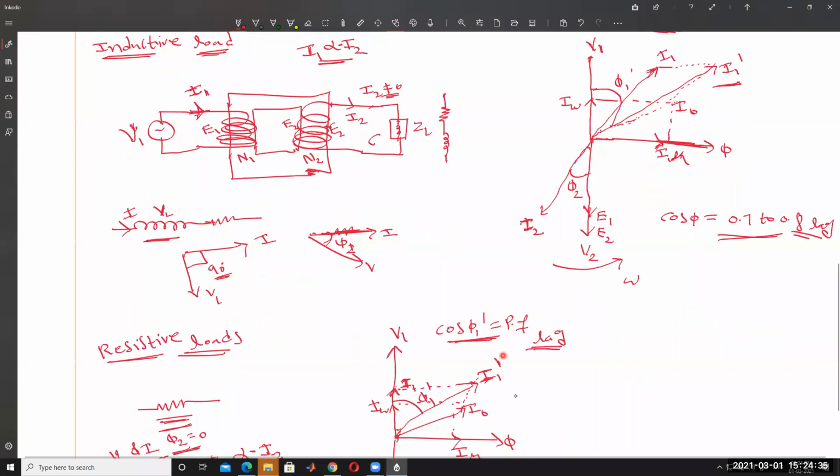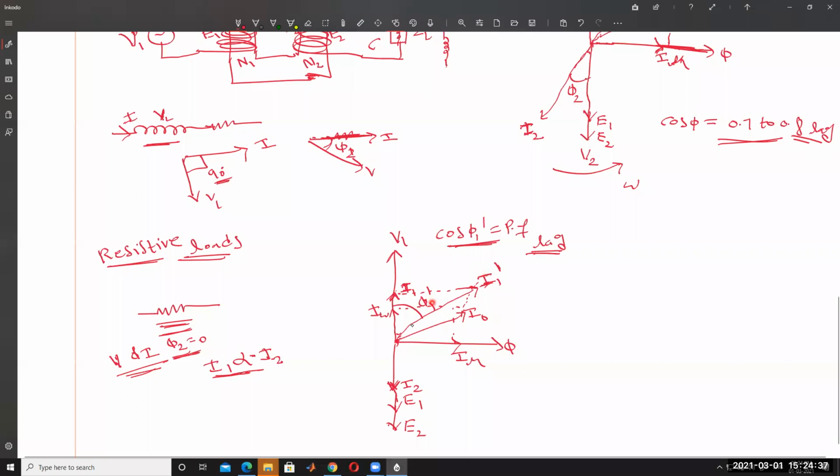For a resistive load, the power factor is somewhat better, since the angle is somewhat less. So for a resistive load, the power factor may be 0.8 to 0.9. This is the general case. So like this, this is the phasor diagram of the transformer. Okay, it's clear. That's it.